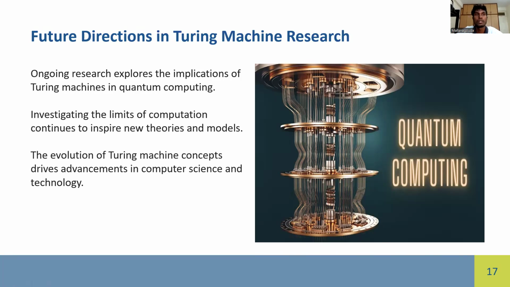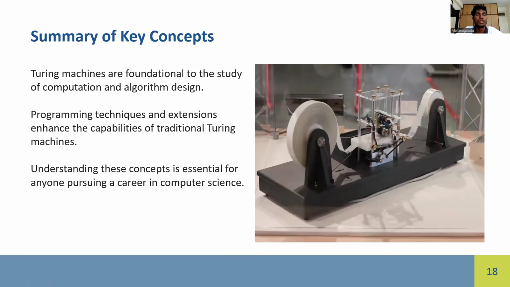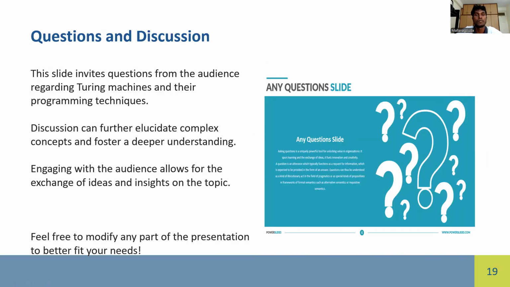Future directions in Turing machine research. Ongoing research explores the implications of Turing machines in quantum computing, investigating the limits of computation, and continues to inspire new theories and models. The evolution of Turing machine concepts drives advancements in computer science and technology. Summary of key concepts. Turing machines are foundational to the study of computation and algorithm design. Programming techniques and extensions enhance the capabilities of traditional Turing machines. Understanding these concepts is essential for anyone pursuing a career in computer science.